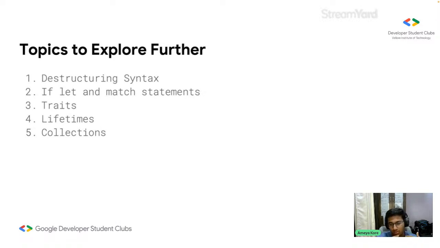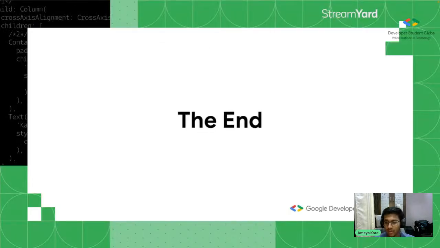You have traits. Traits are basically like interfaces. And then you have lifetimes, which are a bit more in-depth topic. They deal with exactly how and when a reference becomes invalid, or when references depend on each other for their lifetime. And you have the standard collection types, which you'll have in a lot of other languages. You have your maps, your lists, your vectors, and all. And yeah, that's it. I've come to the end of the session.